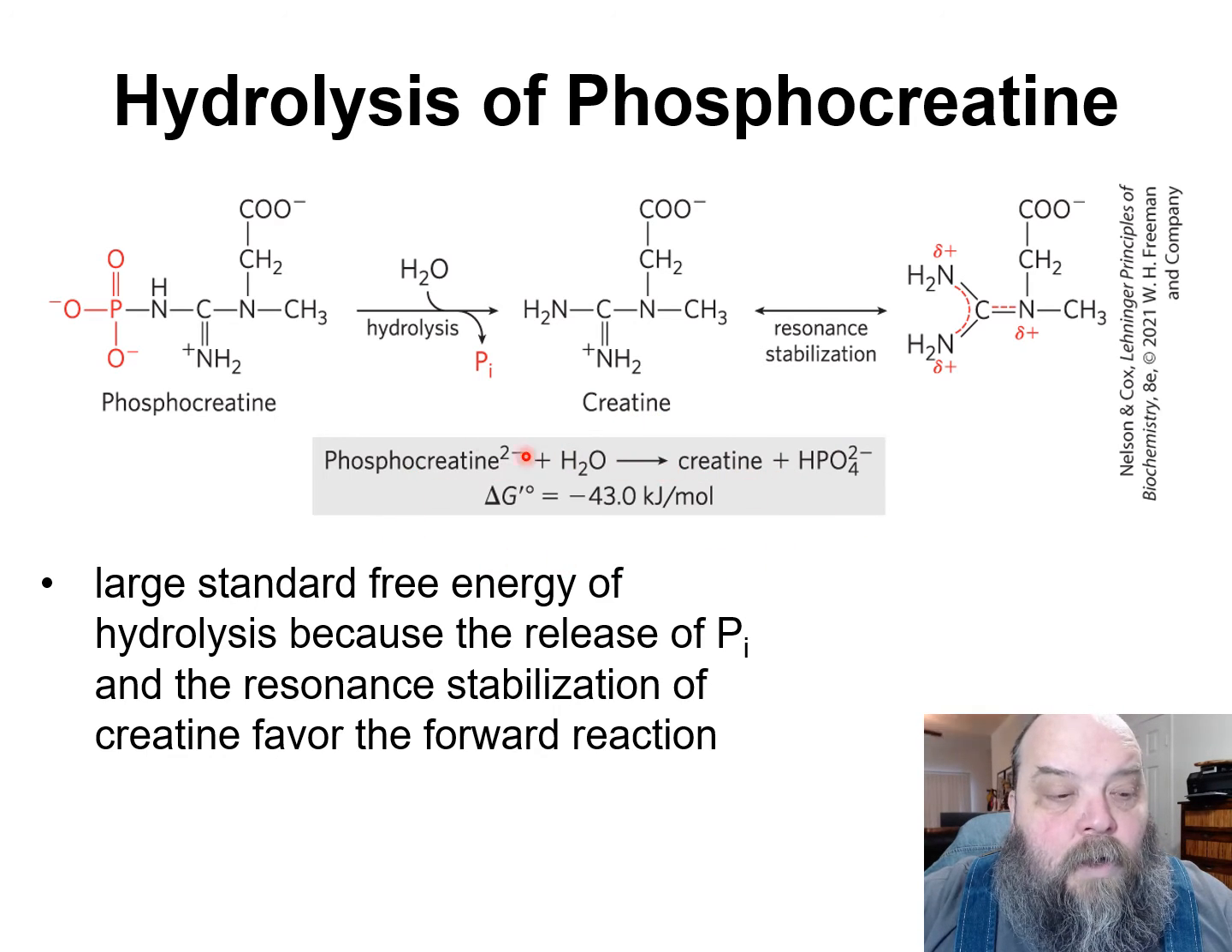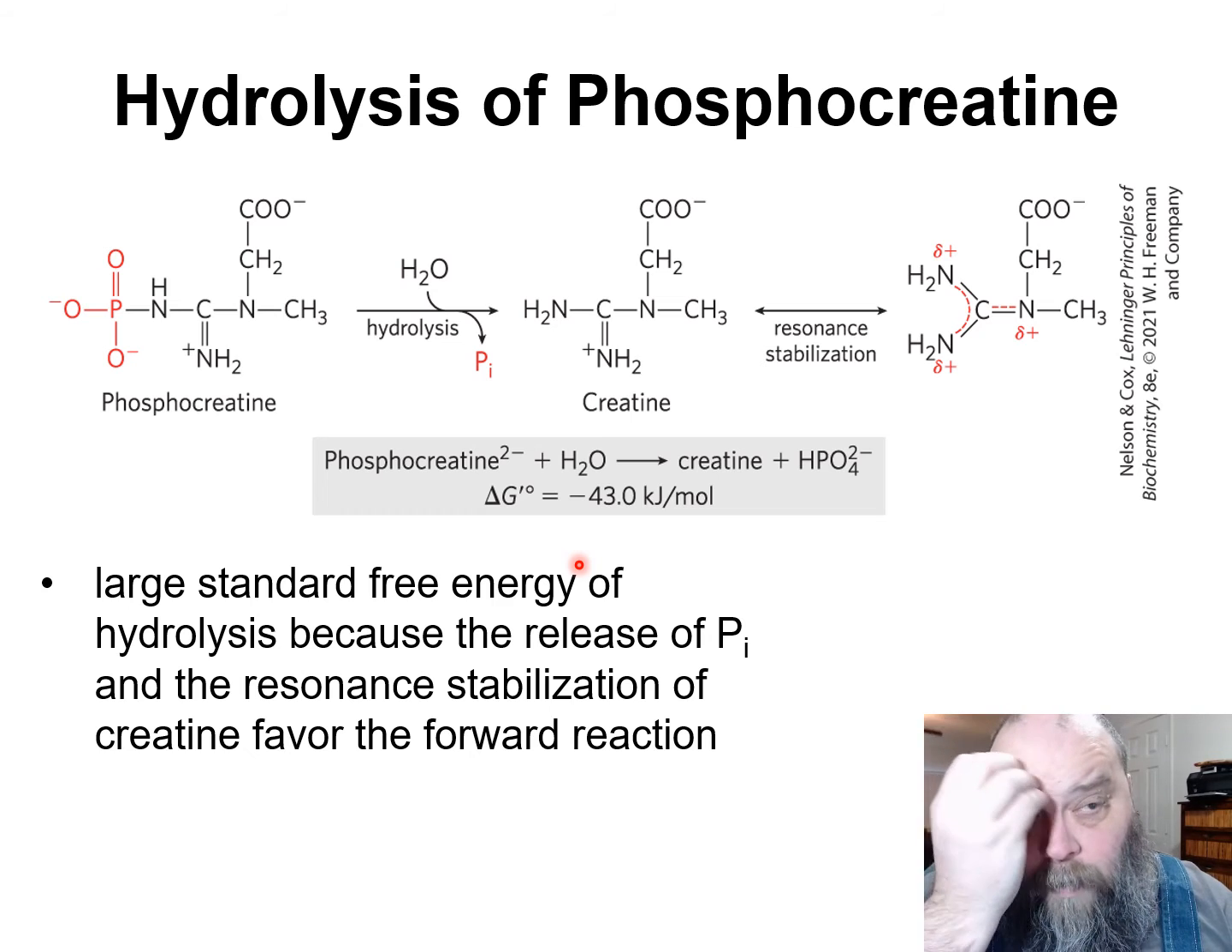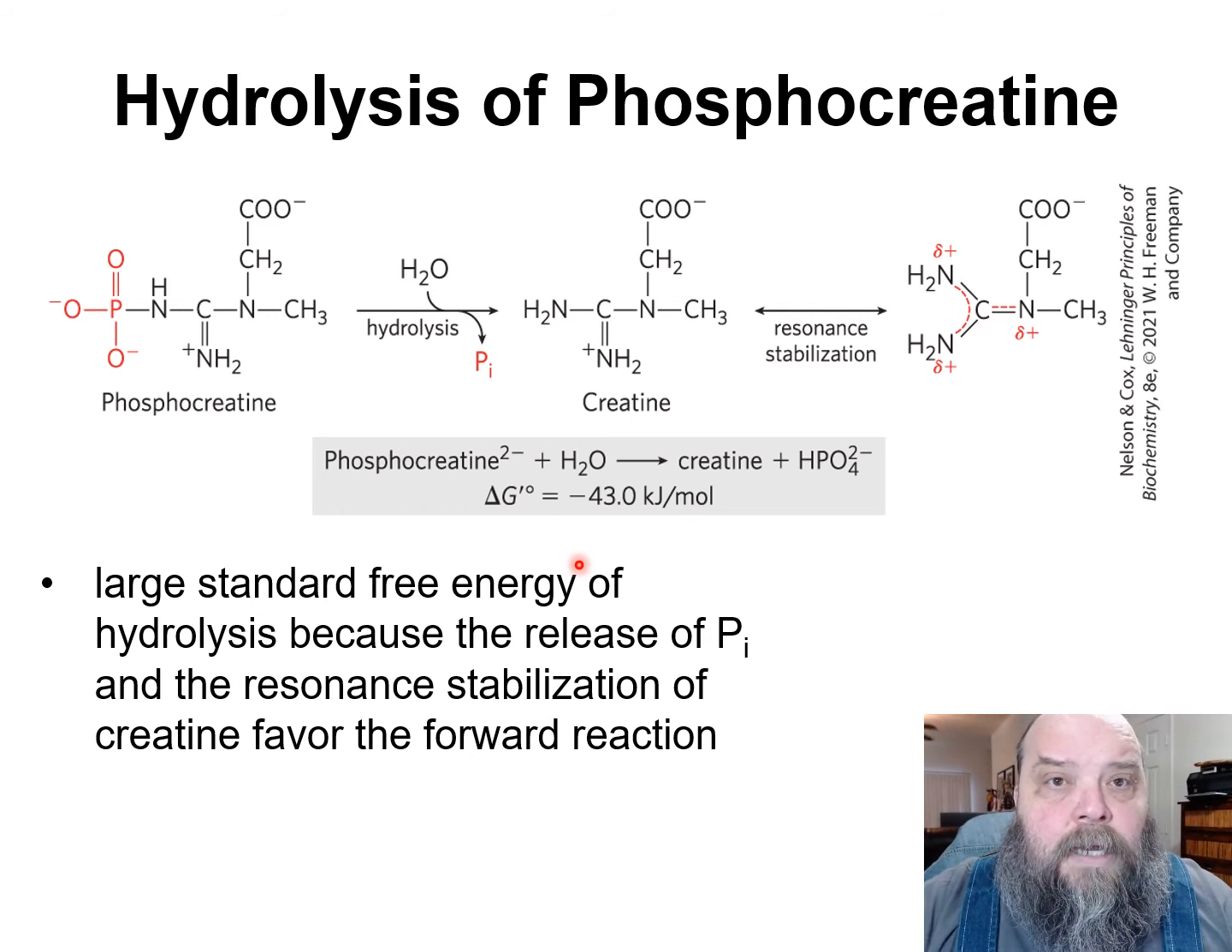Now, students have asked, okay, to get all this energy going from phosphocreatine to creatine, some of it's going right there, but not all of it. Where's the rest of it go? And I always remind them, 98.6 degrees Fahrenheit, 37 degrees Celsius.